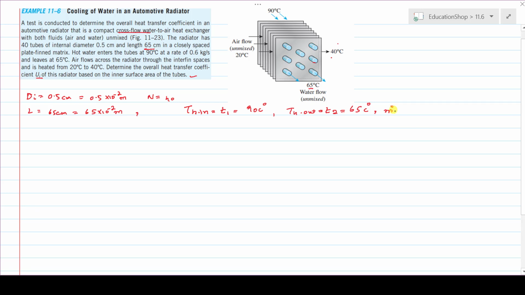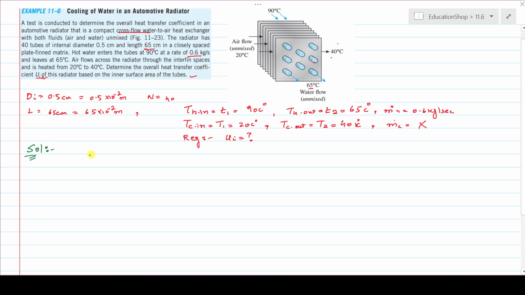The mass flow rate of the hot fluid is 0.6 kg per second. The cool temperature in of the fluid, that is air, which you denote by capital letter T1, is 20 centigrade, and the cool temperature out, capital letter T2, is 40 centigrade. The mass flow rate of the cool fluid is not given. What is our requirement? To find the overall heat transfer coefficient Ui. Now come toward its solution.